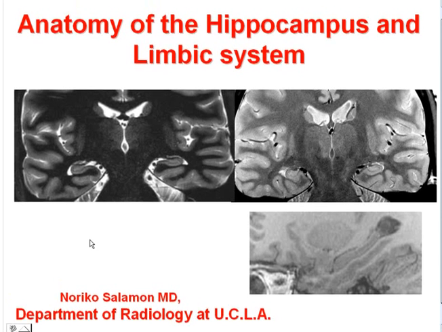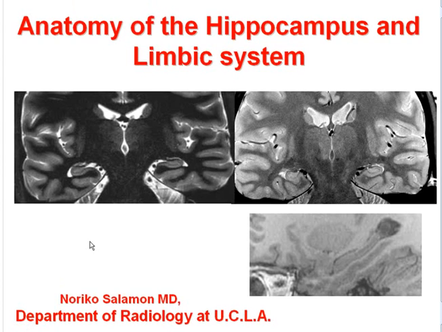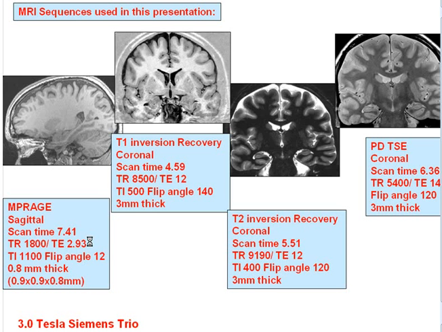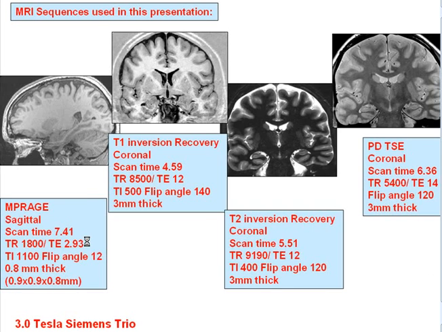This is a lecture on the anatomy of the hippocampus and limbic system. The MRI studies I'm showing today are images performed with a 3.0 Tesla MRI scanner, and the MRI sequences and parameters are shown in this slide.